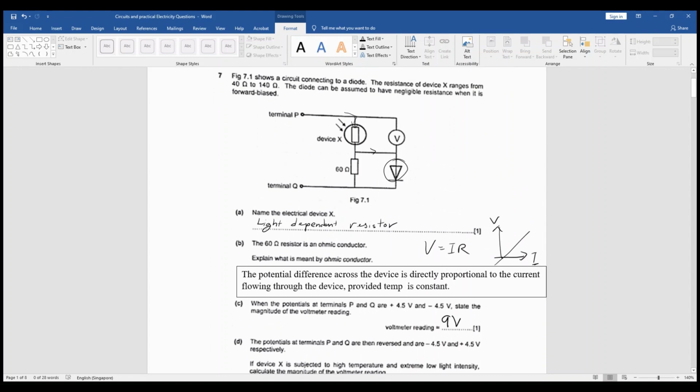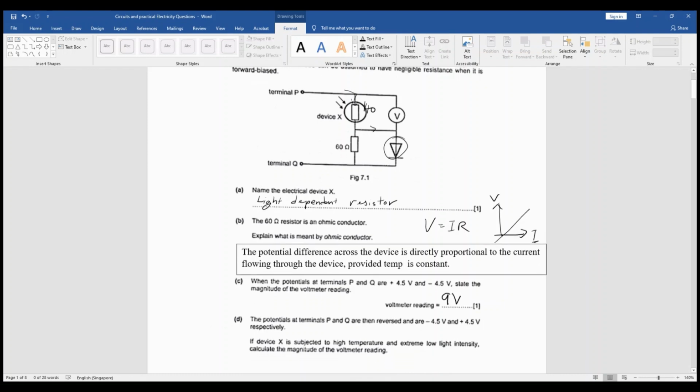And now because I have reversed the voltage of the terminals, current flows from Q to P instead. As current flows from Q to P, it cannot flow through here. This part that I circled, it can only flow through the 60 ohm resistor and through device X. So it's your normal potential divider setup. So now this is 140 and that is 60.